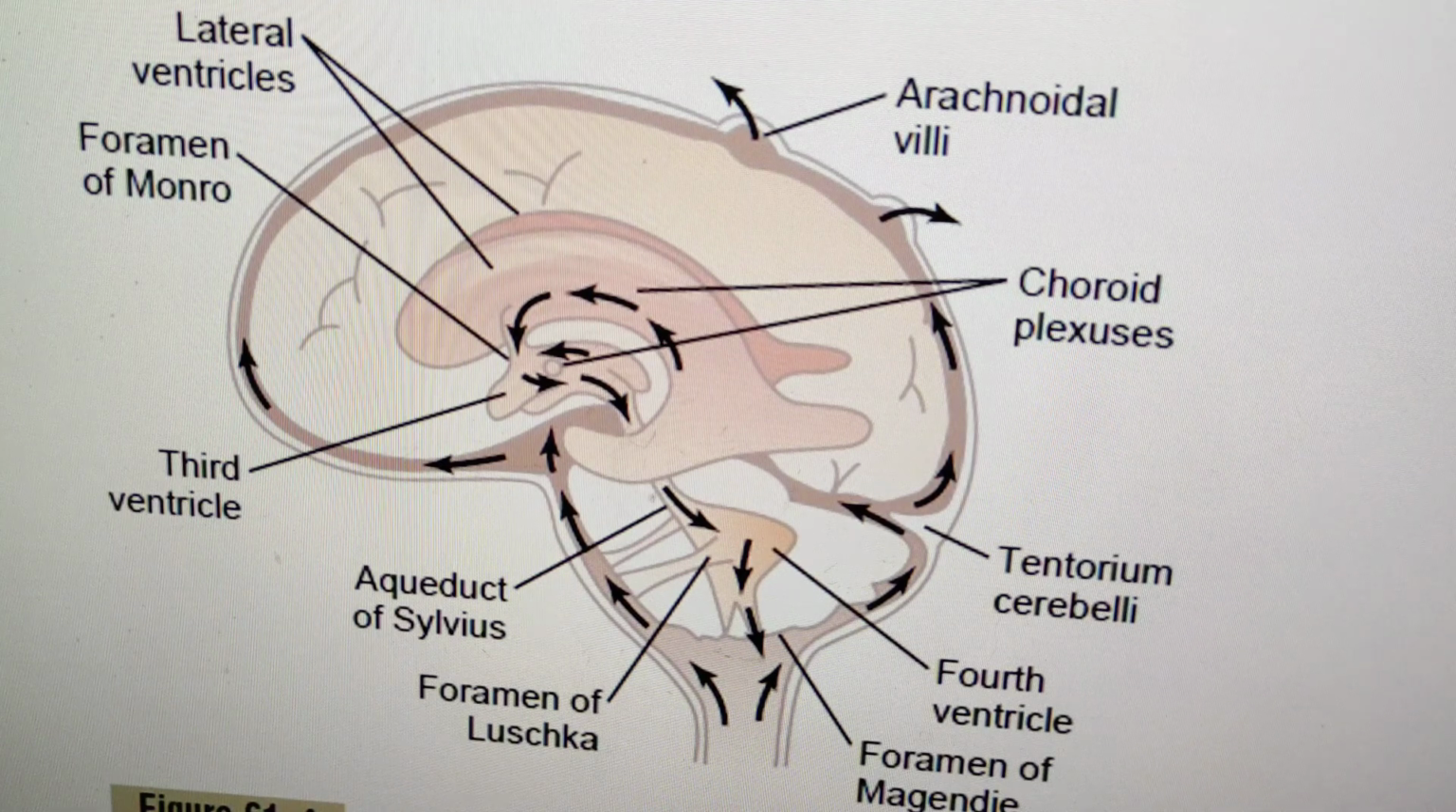Now about the functions of the CSF. The main function of CSF is protection of the brain and nourishment of the neurons. CSF decreases the sudden pressure or forces on delicate nervous tissue, and neurons cannot live without oxygen and glucose for more than 3 to 4 minutes. And this CSF constantly provides oxygen and glucose to the neurons.